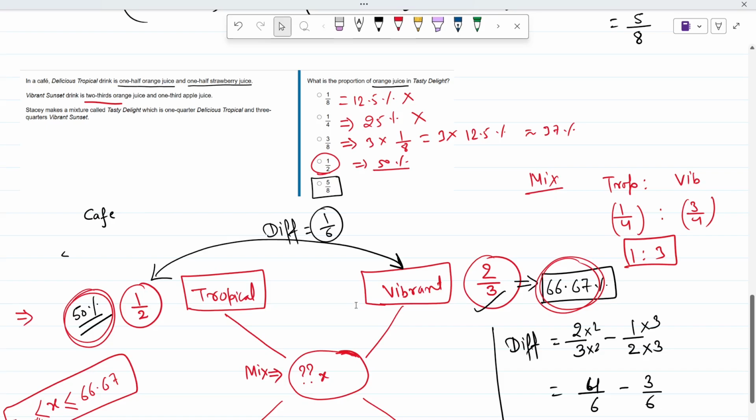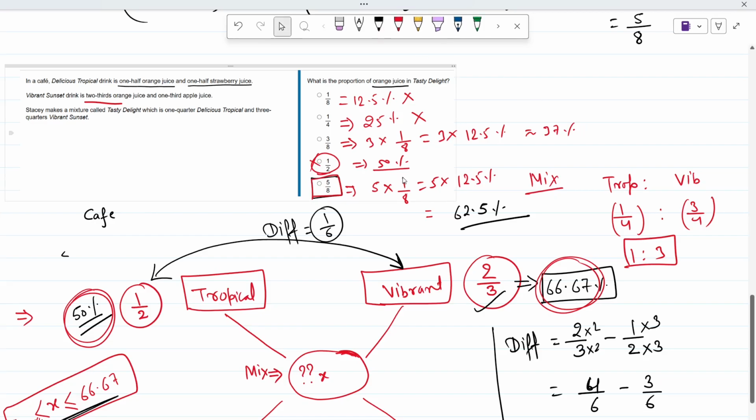This 50 will only be possible if you have only the tropical drink. If you don't have any vibrant drink, then only it will be equal to 50. But this will not be considered a mixture question because you are not mixing anything. So this half is also not possible. So you can find your answer directly even without calculating these values. So how much percent is 5 by 8? This is 5 into 1 by 8, which is 5 into 12.5%, approximately 61 point something percent. You can multiply it directly: 62.5%. You can see that yes, this is lying between these two.